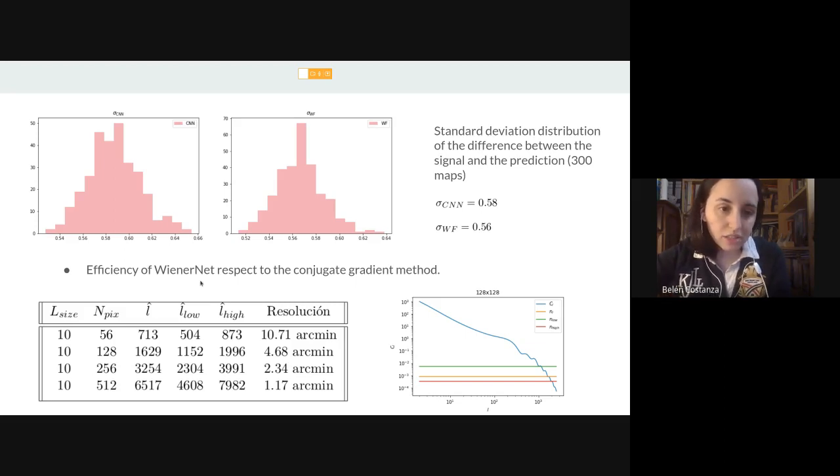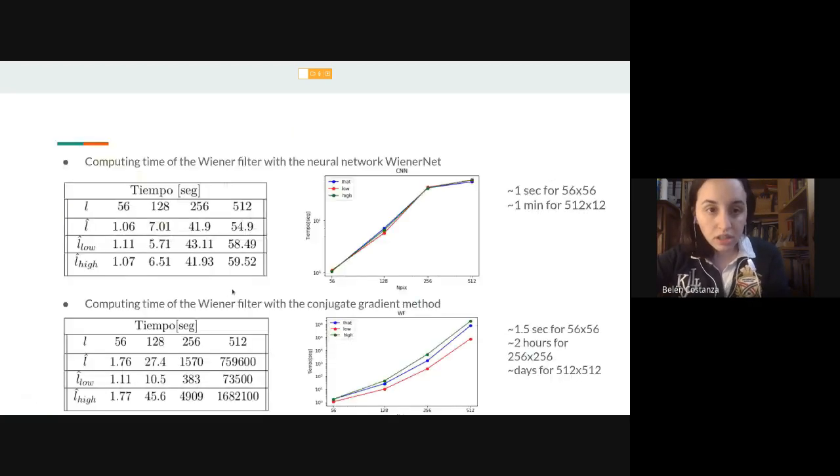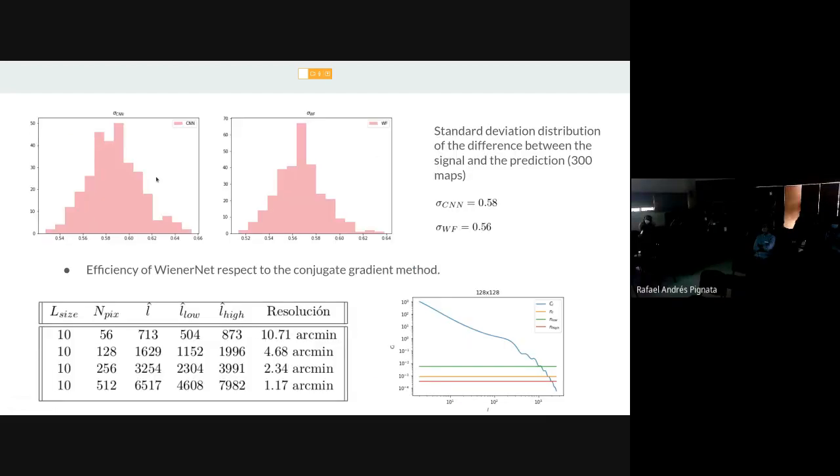Then we studied the efficiency of WienerNet with respect to the conjugate gradient method. So we simulated maps of 56 by 56 pixels, 128, 256, and 512 pixels. All of these with an angular size of the map of 10 degrees and 3 scales of homogeneous noise.